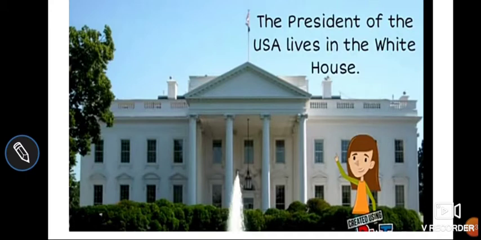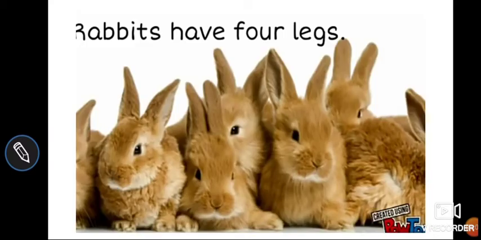are, for example, the President of the USA lives in the White House. Now, this sentence is a fact and it is true, is it not? The President of USA lives in the White House. So, it is true and it is also a fact. Rabbits have 4 legs. Now this statement is also very much true. So this sentence is also in simple present tense.